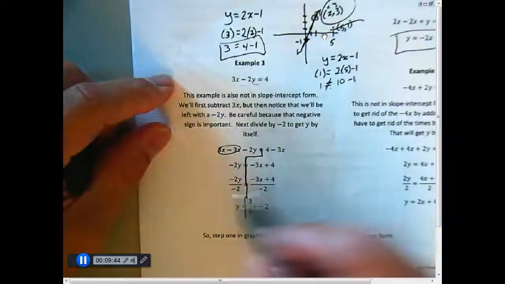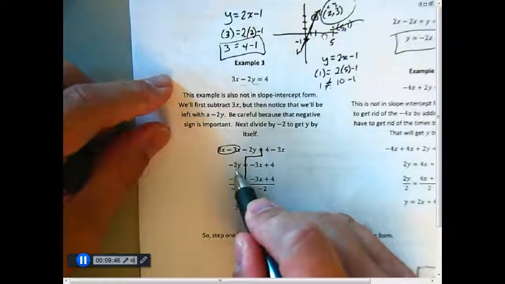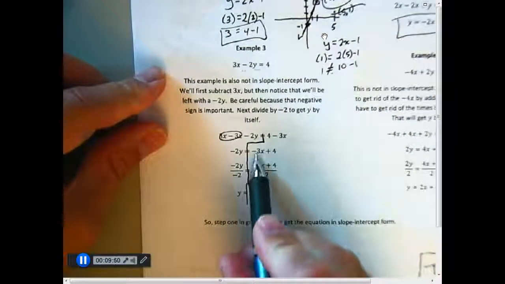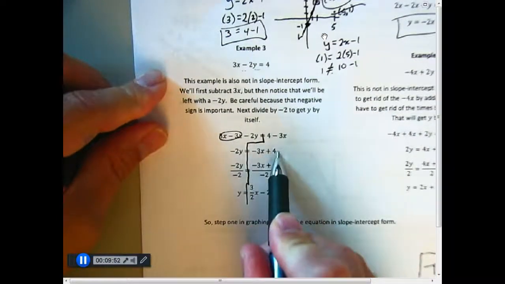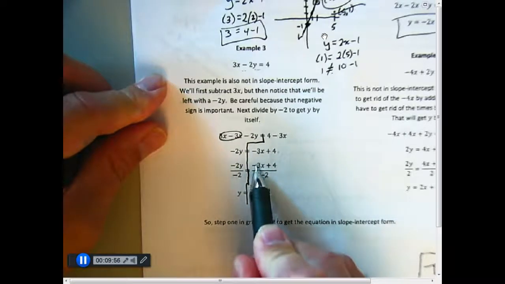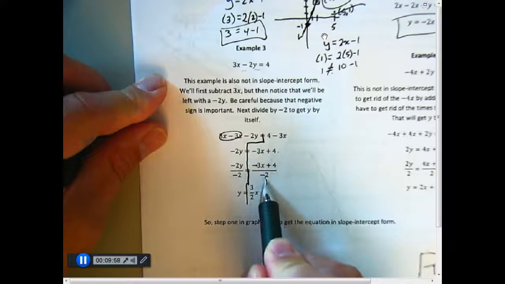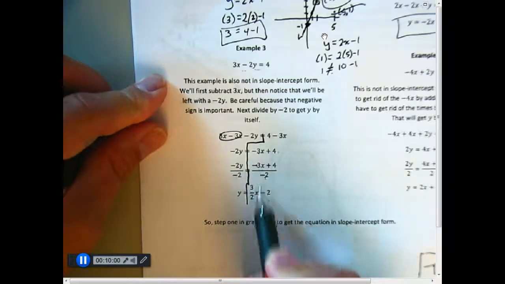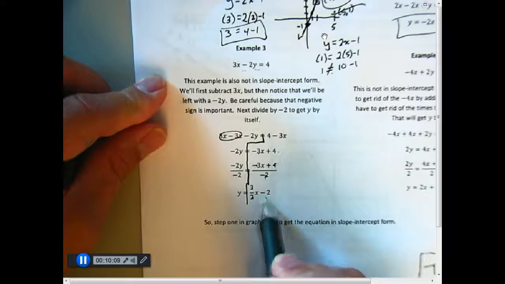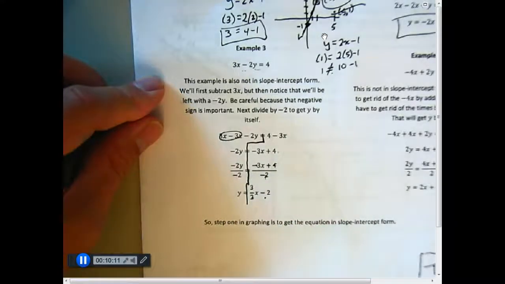Now, to get rid of that negative 2, we add 2, correct? No, we divide by 2, and we divide everything by 2. We divide this by 2 and this by 2. We write it like that, and we end up going negative 2 and negative 3. Negative 3 divided by negative 2 is, negative divided by negative is positive 3/2 x, and then 4 divided by negative 2. Positive divided by negative is negative 2. So y equals 3/2 x minus 2.